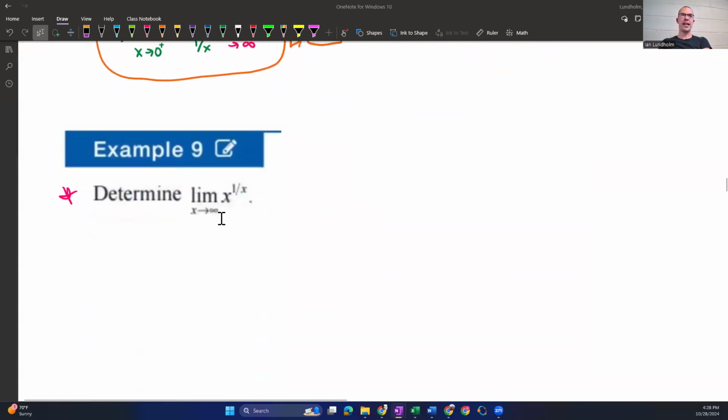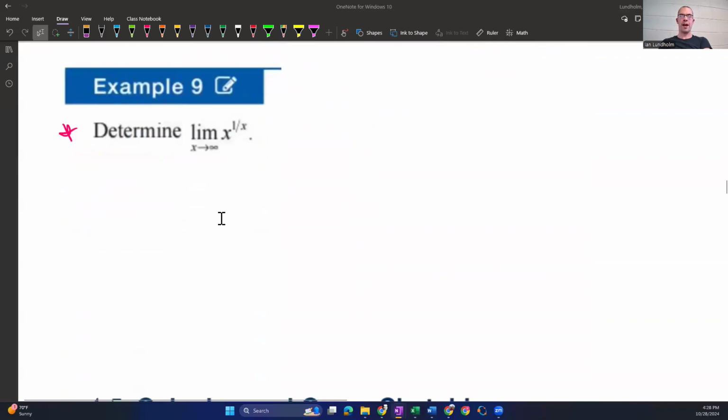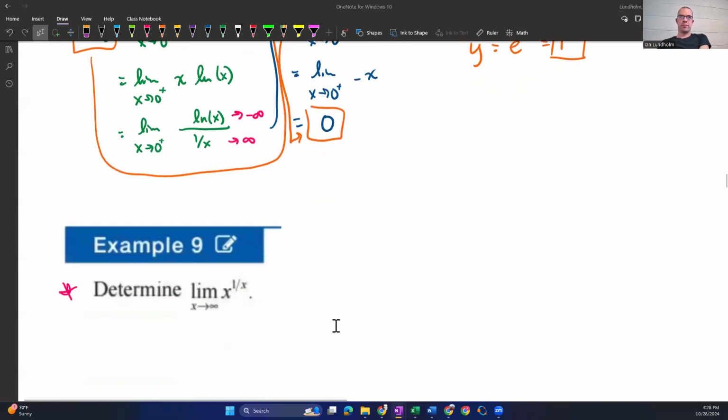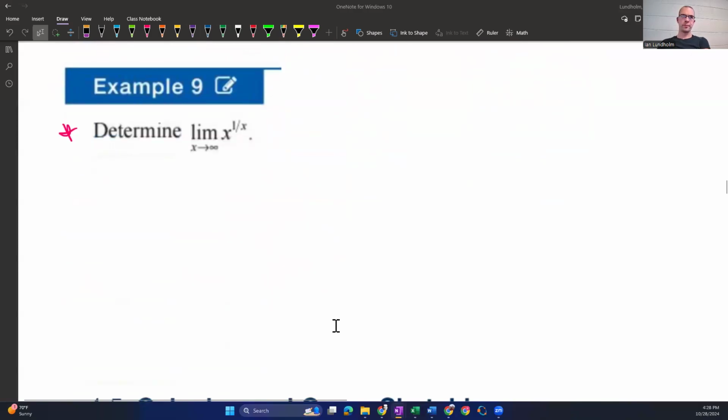All right, and for the sake of time, I'm going to skip number 9. This is another one where we've got an exponent, and using a natural log would be a good move again to get to the end. Okay.